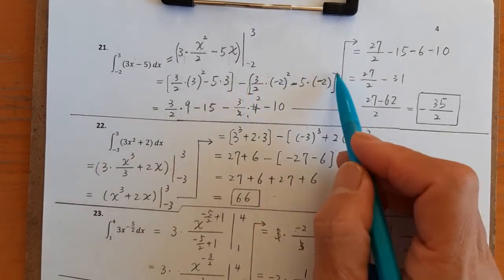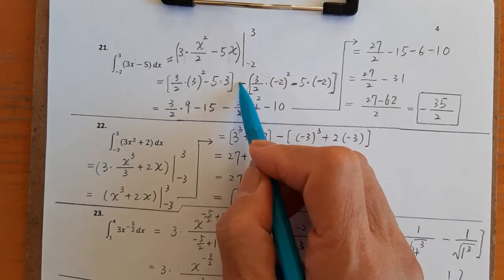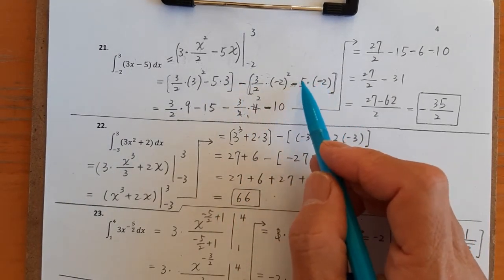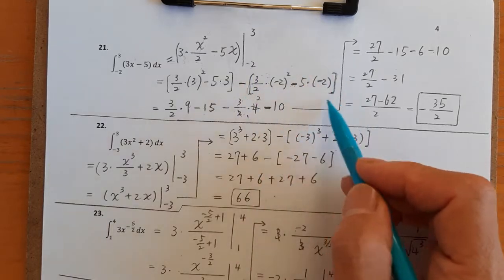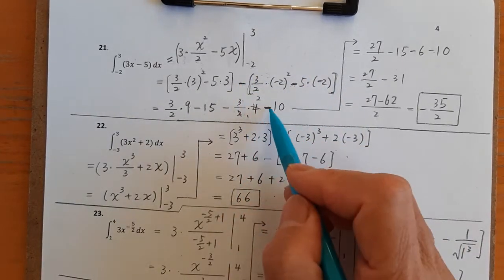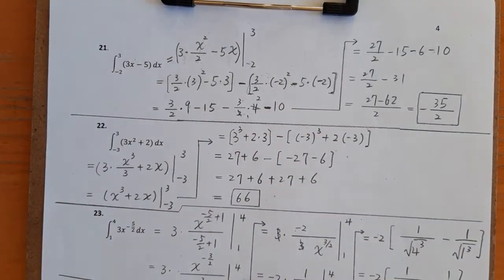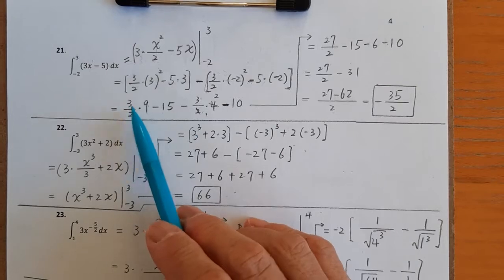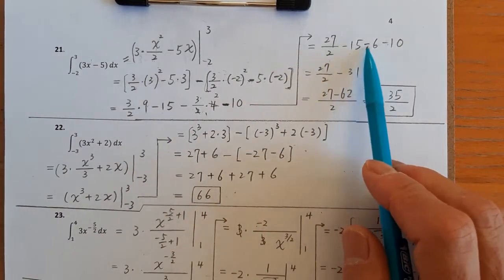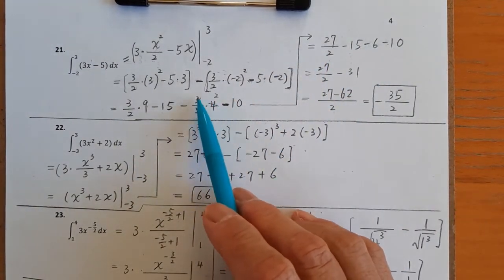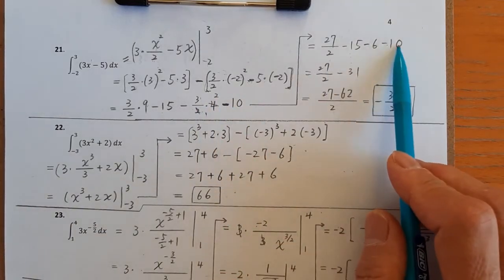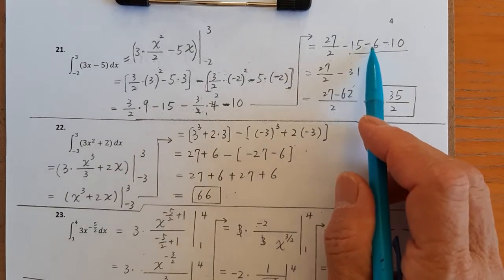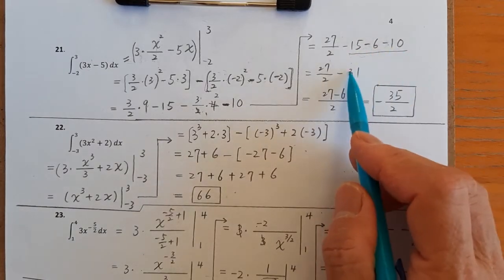Here, negative times negative is a positive. When you remove the bracket following the minus sign, change the sign to negative. Negative times negative is a positive, plus 10. Remove the bracket following this minus sign, change plus to minus, becomes minus 10. Then figure out 3 times 9 is 27 over 2 minus 15. Here cancel, get 3 times 2 is 6, minus 10. Negative 15, negative 6, negative 10, add together is negative 31.